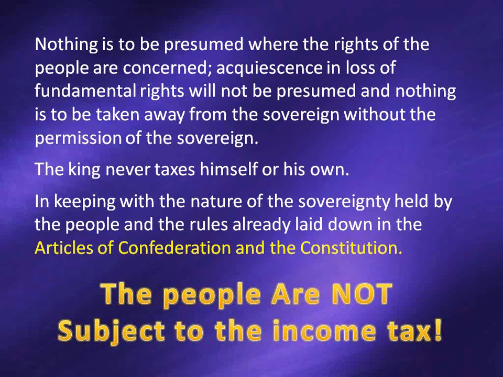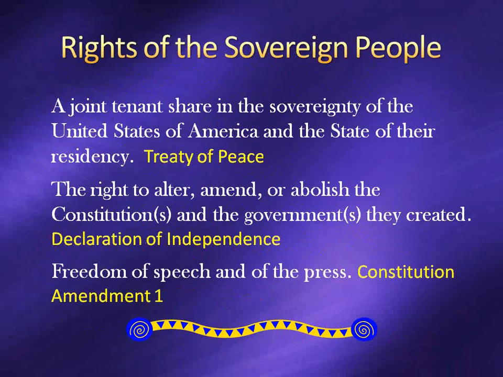Now let's make a list from what we've learned of the rights of the sovereign people. And again, this is not a complete list, but contains most of them. The number one right, and probably the most important right and most valuable right on the planet, is a joint tenant in the share of the United States of America and the state of the people's residency. The right to alter, amend, or abolish the constitutions and the governments they created.